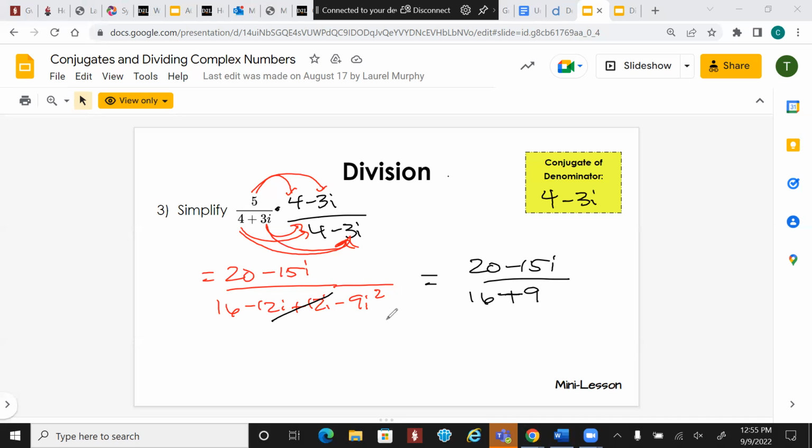Okay, so I know I did a lot right here. Just a reminder, if I have an i squared, it's going to be negative 1. That's going to change the sign of this 9 to be plus. And now I'm going to simplify. So I get 20 minus 15i over 25. Everything is divisible by 5. So that's going to give me 4 minus 3i divided by 5. Okay.